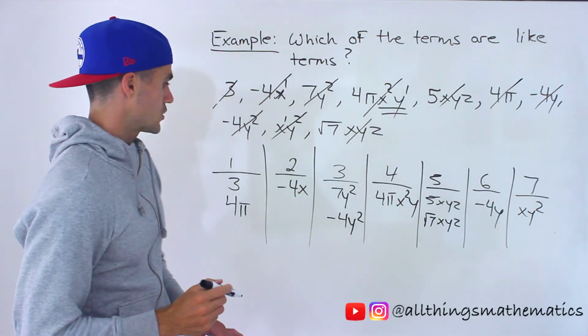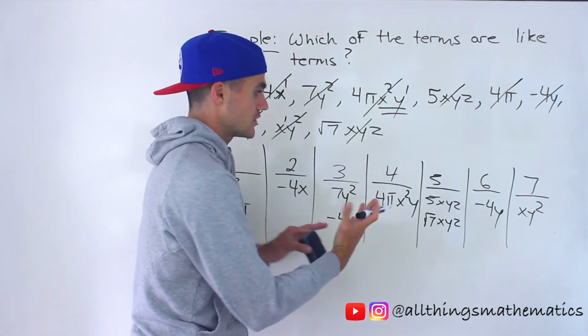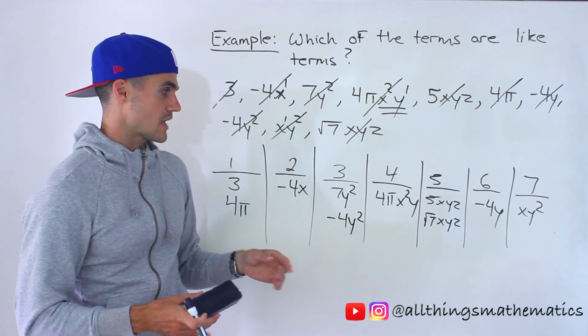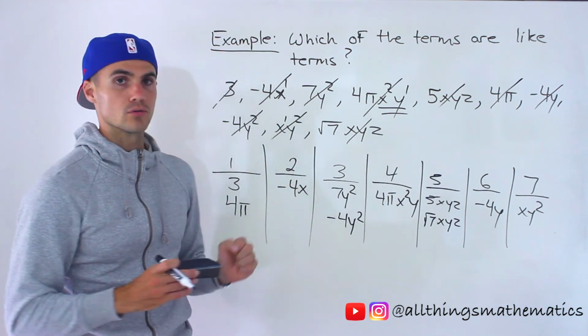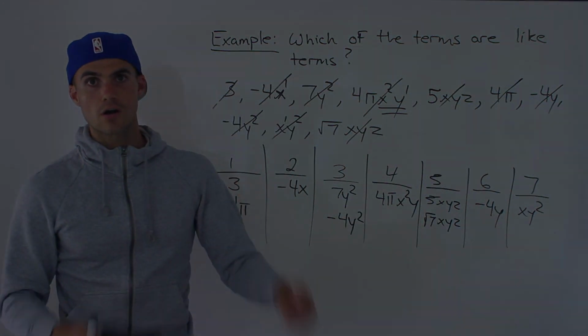So when you're looking for like terms, it's either numbers or you have to look at the combination of the variables and make sure that the exponents on each of the variables are the same. And if you find that, then those two are like terms. And be careful with the pi's. Those aren't variables, those are numbers.